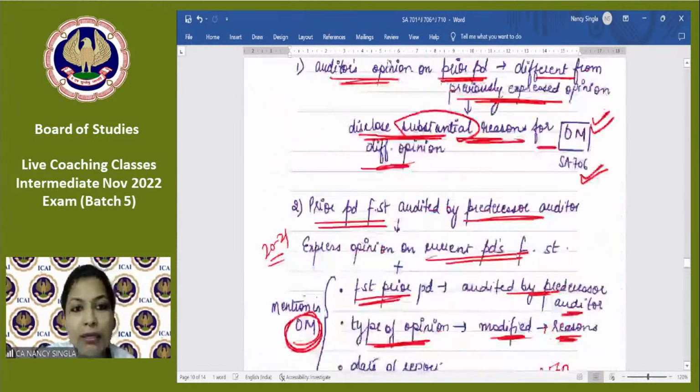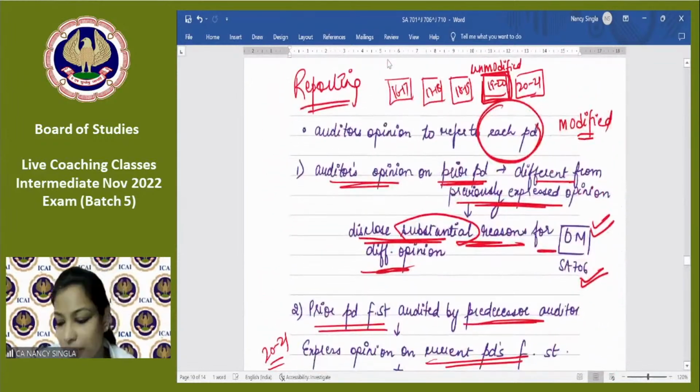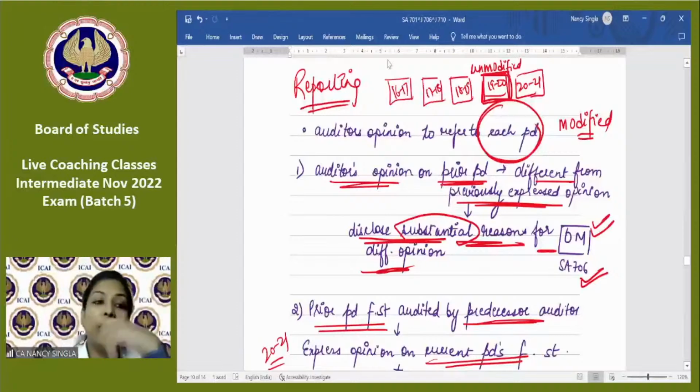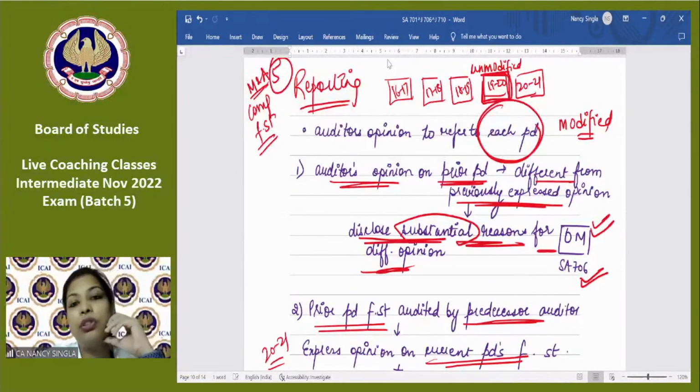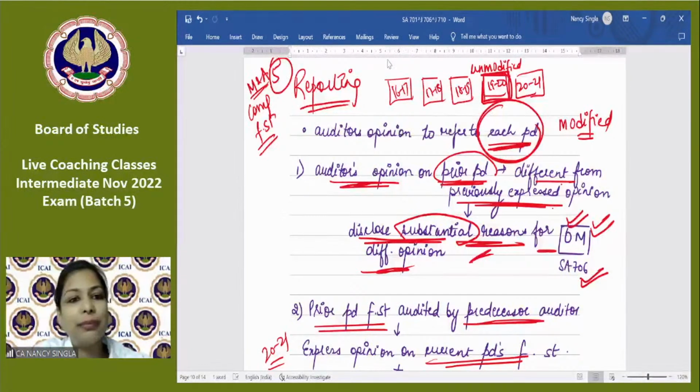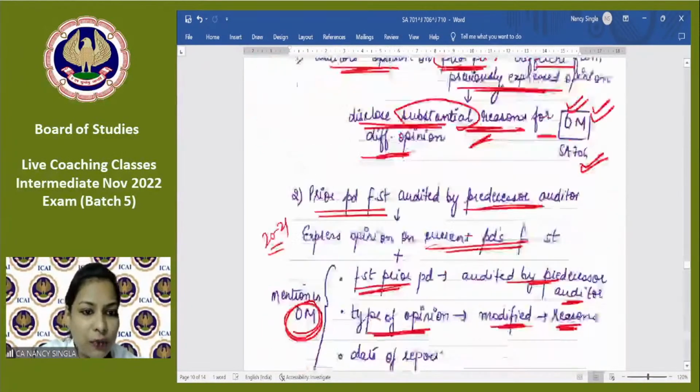I'll repeat it, the speed got a bit fast, but I'll repeat it. So what is this matter? Basically, we are talking about comparative financial statements, where I gave you the example of mergers and acquisitions, where reports for 5 years have to be given by the auditor after auditing. So first, the auditor shall refer to each period. If the auditor's opinion on the prior period is different from the previously expressed one, disclose the substantial reason in the other matter paragraph, and mention it considering the opinion you have formed.